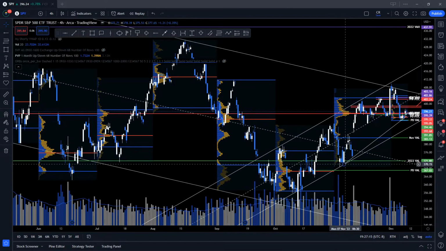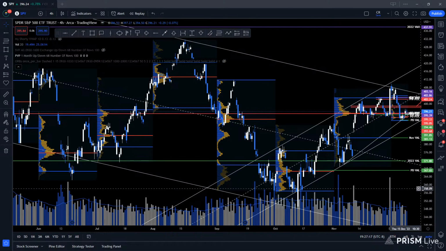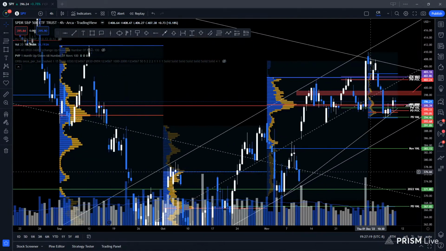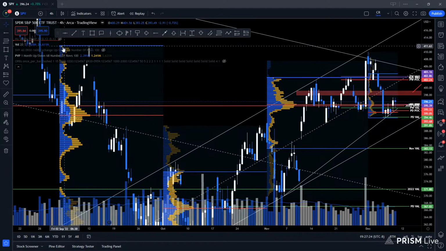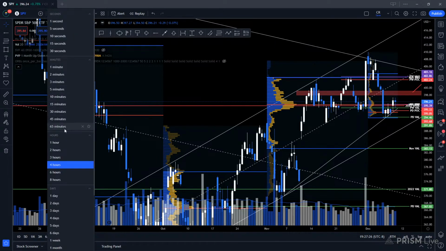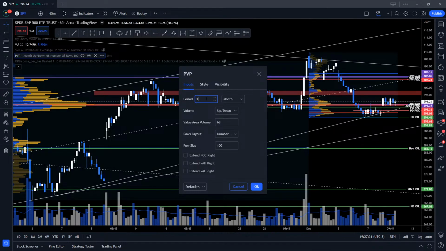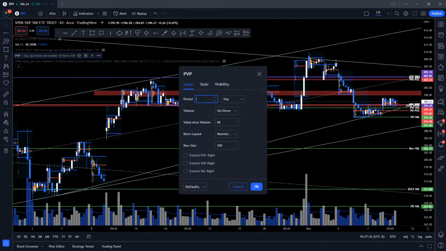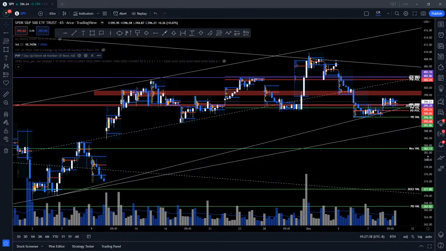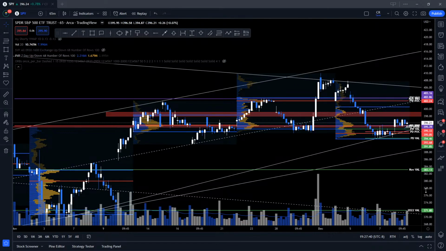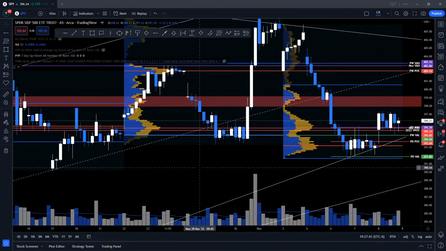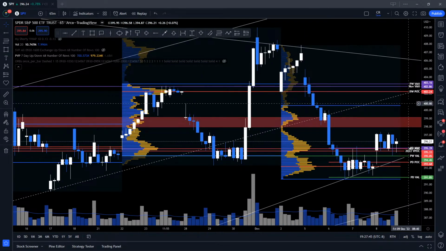Because when we come close to the end of a month, I'll start charting the monthly value area high, value area low, and POC. And then once I have those levels, I go down to the 65-minute chart and I will switch my PVP to 7 days. And from here, I get my previous week value area high, value area low, and POC.